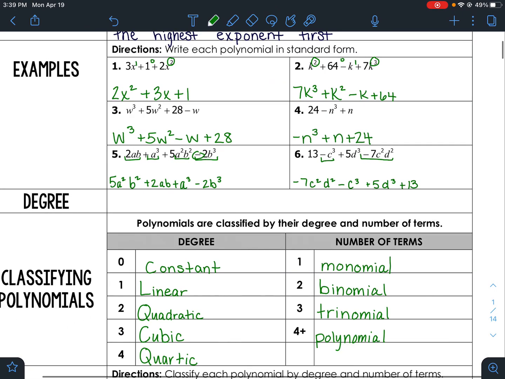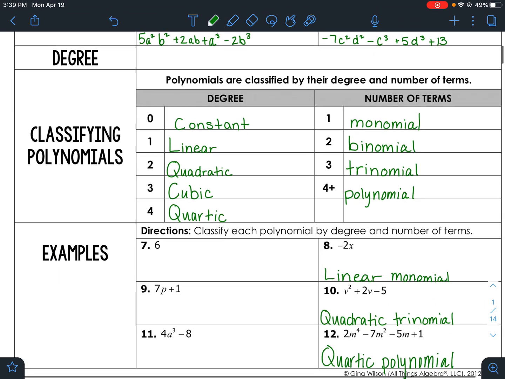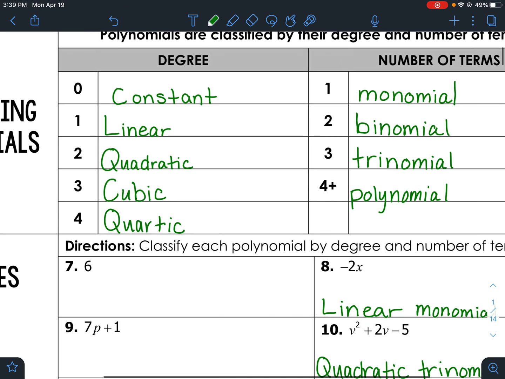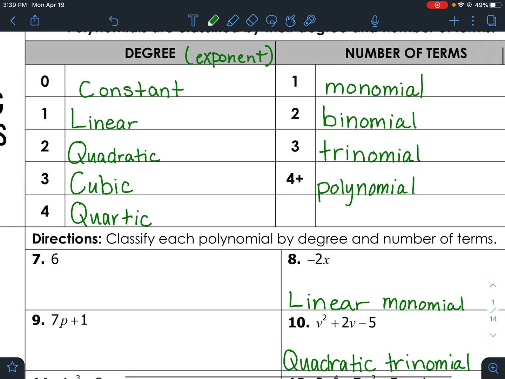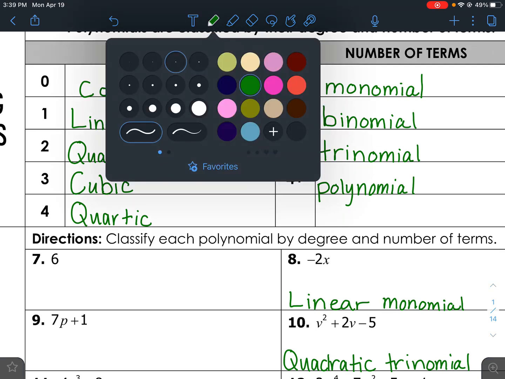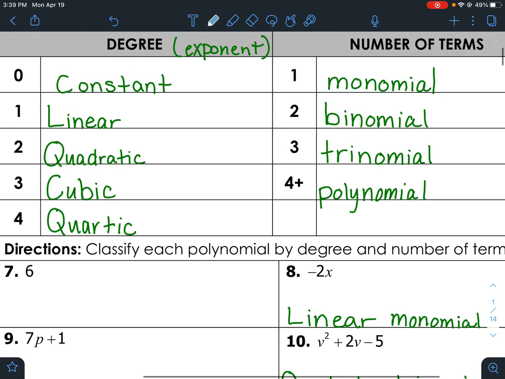Awesome. All right, let's talk about degree, which is classifying them by their degree, which we also call our exponent, or by the number of terms, chunks, which are separated by a plus or minus. All right, so if something is a constant, then that means it's just a number. Like 12, 14, negative 6. Those are all constants. A linear is when we have an exponent of 1. So that could be like 6x to the first power. Again, no exponent means to the first power.